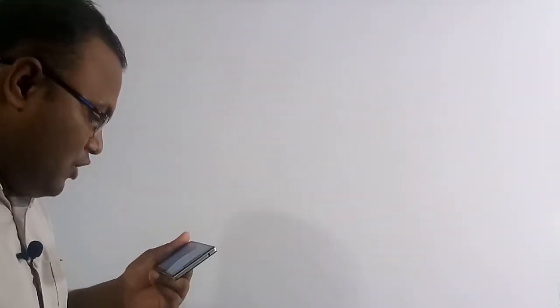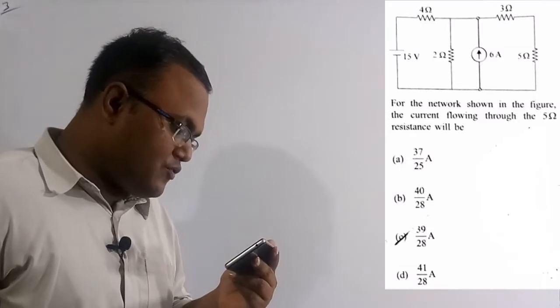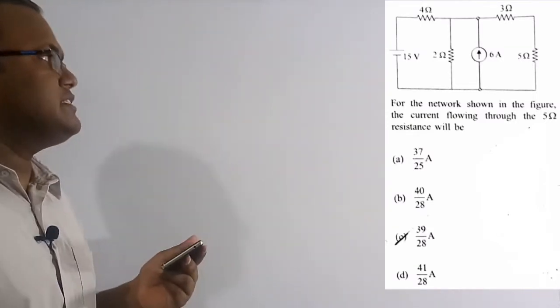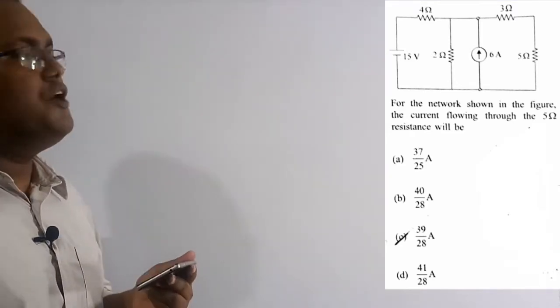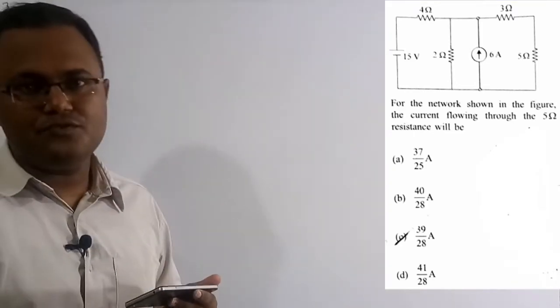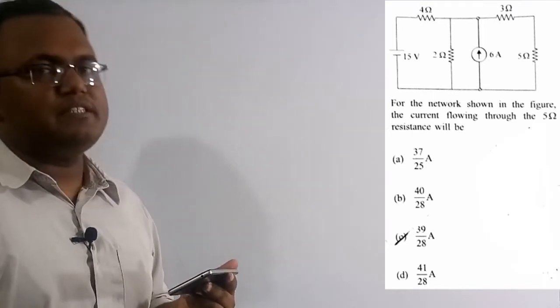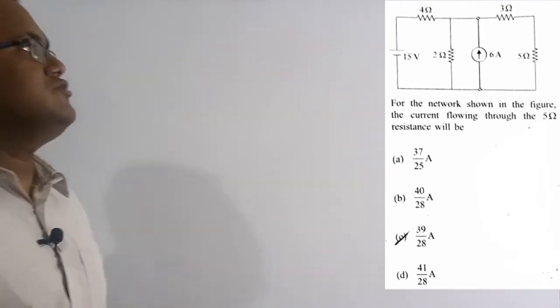See the question here. For the network shown in the figure, the current flowing through the 5 ohm resistance will be. So in this circuit diagram, we need to find how much current is going to flow through this 5 ohm resistor. What are the four options? Option C, 39 by 28 ampere is the correct solution of this question. So let's solve this numerical.